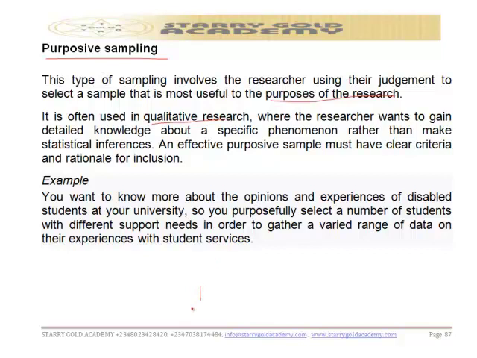An effective purposive sample must have a clear criterion and rationale for inclusion. An example is that you want to know more about the opinions and experiences of disabled students at your university. You purposefully select a number of students with different support needs in order to gather a wide range of data on their experiences with the student services. That's an example of purposive sampling.